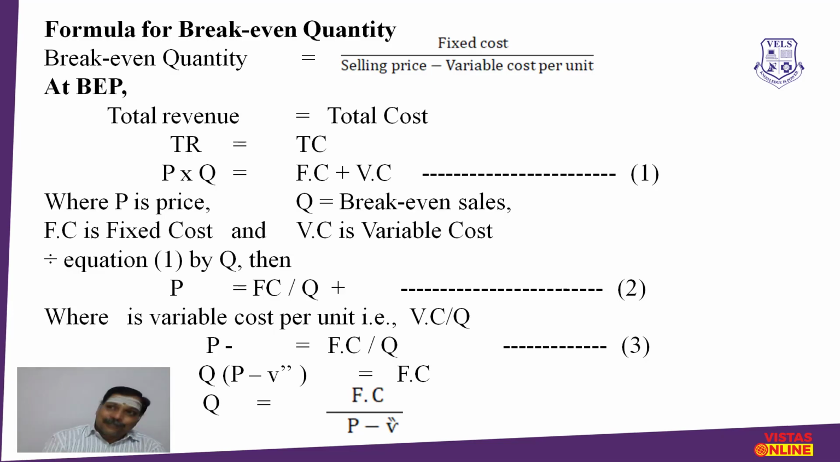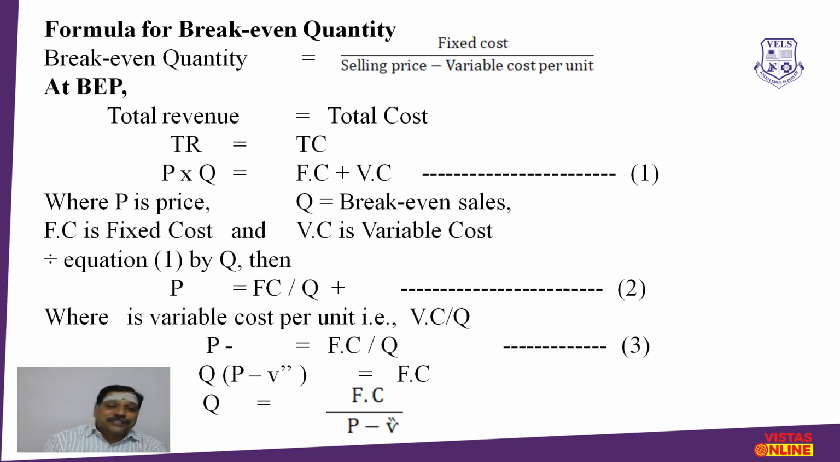What is TR? Price into quantity, PQ. Then what is total cost? We have to add the fixed cost plus variable cost, FC plus VC. Treat this as the first equation. Here P is the price, Q is the break-even sales, FC is the fixed cost and VC is the variable cost. Now, in order to simplify the equation, we have to divide by Q in equation 1.